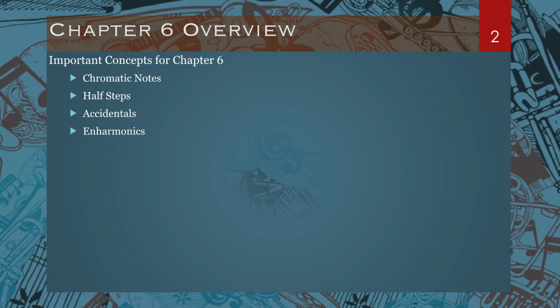By the end of this chapter, you should understand the concept of chromatic notes, what a half step is, what accidentals are, and enharmonics, as well as why we need enharmonics in our musical system.